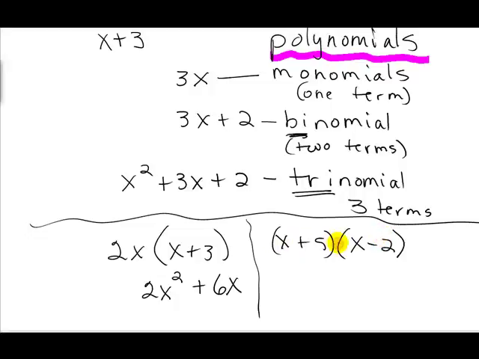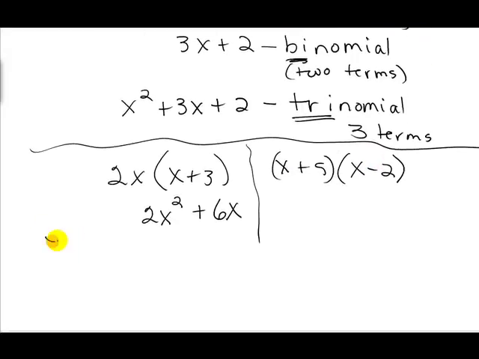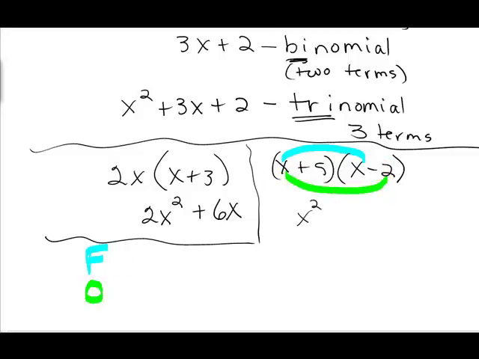When we're multiplying here, several of you have probably learned the FOIL method. And so FOIL, F is the first. We're going to multiply the first terms here. X times x is x squared. Then the O is the outside terms here. So x times negative 2, negative 2x.